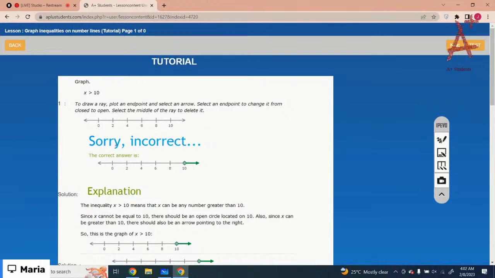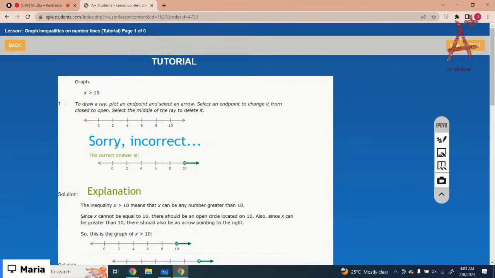That means the graph is starting from the point 10, but it is an open endpoint. Got it? Because 10 is not included in the graph. All the numbers that are greater than 10 are included. On the right hand side put an arrow because all the numbers are greater than 10. So it would be x is greater than 10.